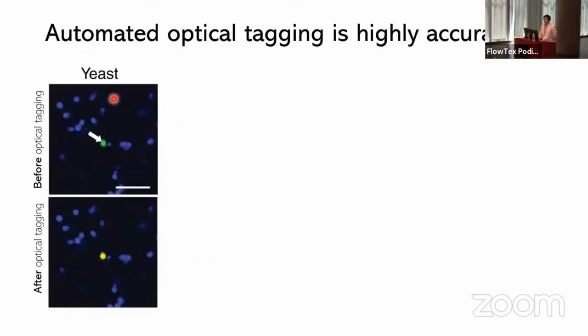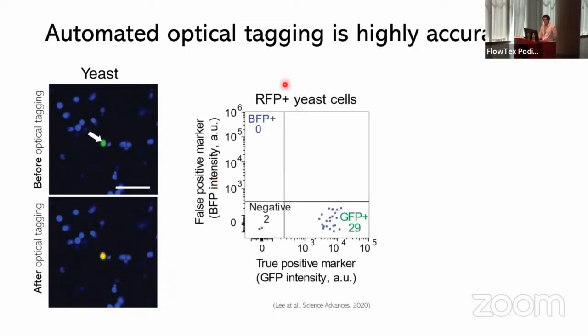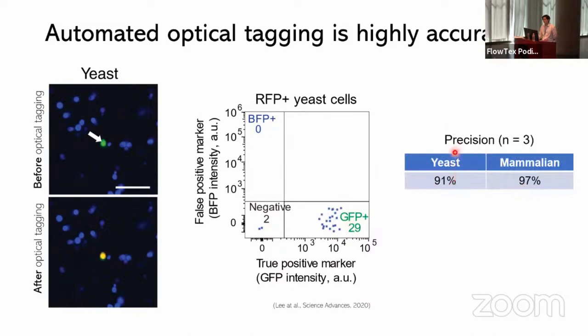And so here we use yeast again, and you can see a GFP cell among the BFP cells. Before optical tagging, we don't see red fluorescence, and the software goes and automatically identifies them, zaps them with light. And once it does, we see the increase in red fluorescence. And when we sort them and then look at the RFP positive cells, 29 out of 31 were indeed GFP positive. And then we repeated this for different cell types, like yeast and mammalian cells, and the average precision was above 90% for both yeast and mammalian cells.